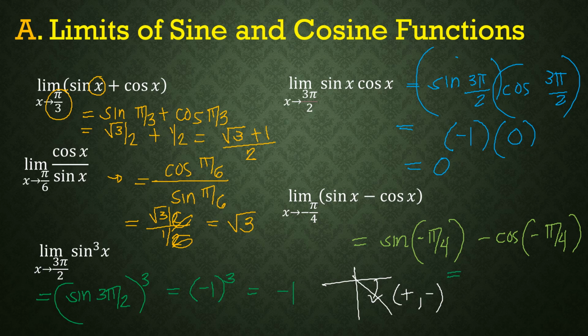sine negative pi over 4 is negative square root of 2 over 2. So minus positive square root of 2 over 2. So that will be negative 2 square root of 2 over 2, cancel 2 here, our answer is negative square root of 2. So this will be negative square root of 2. That will be the limit.